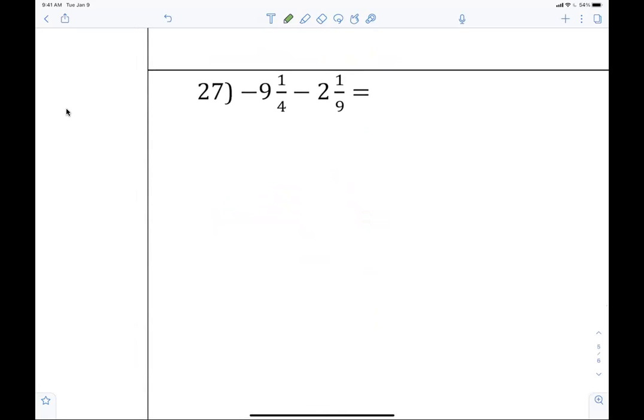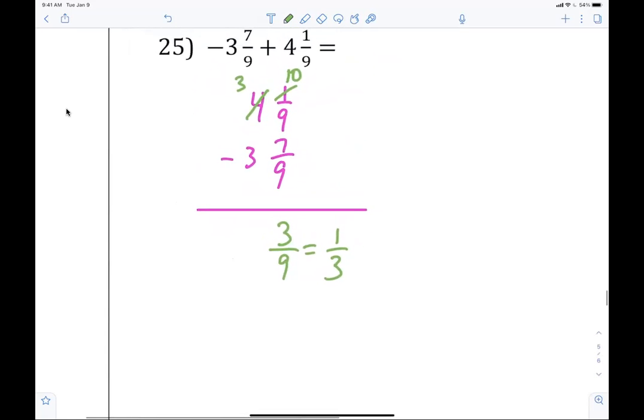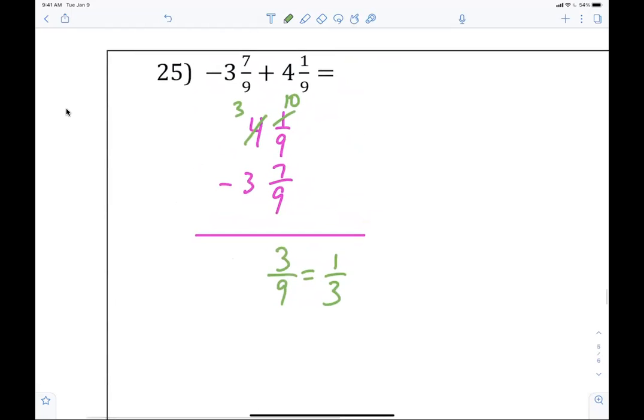Which one are we adding or subtracting? Does it matter which one goes first? Makes no difference. Common denominator is what? Uh-oh, we got a big question here. Is it positive or negative? Positive, because the 4 is positive.